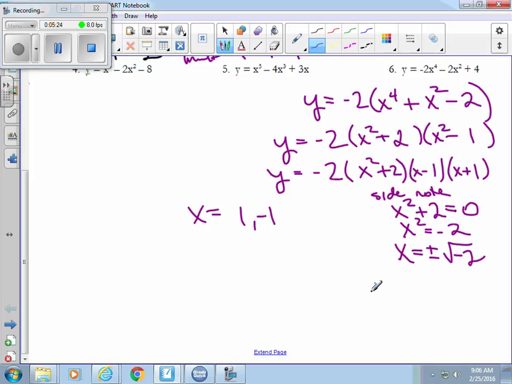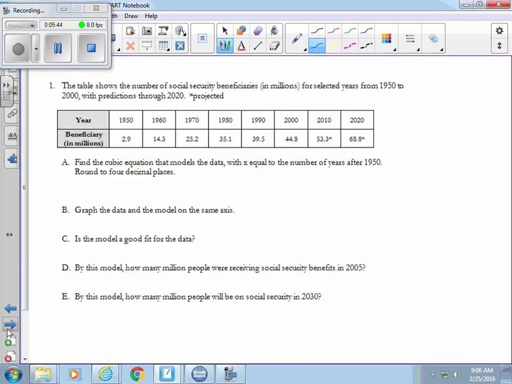What if this had said x-intercepts? Can x-intercepts be imaginary? So I would have left it off if it had said x-intercepts. All of these have a multiplicity of 1. Do we agree? So that's a little factoring review.